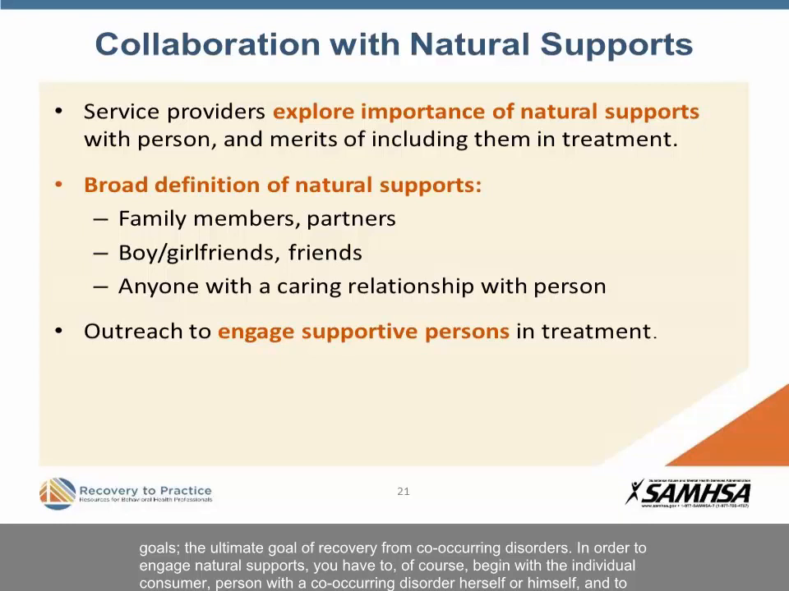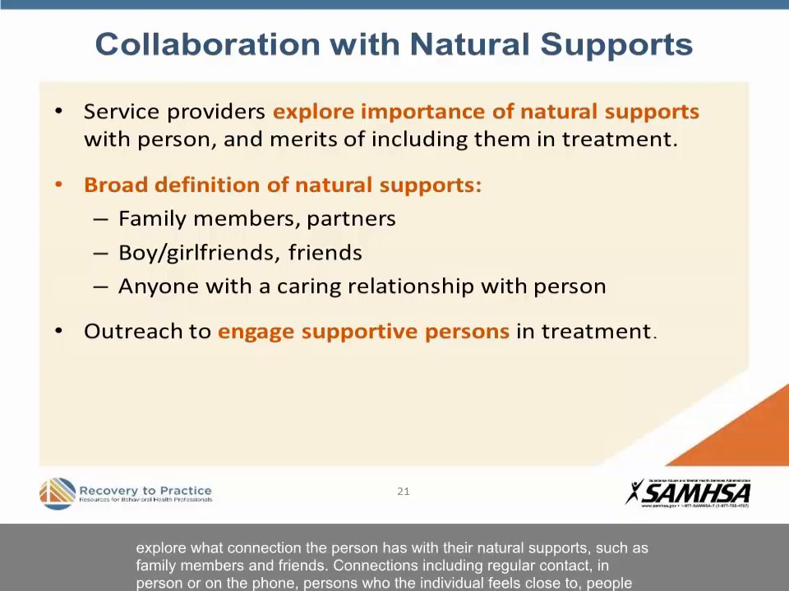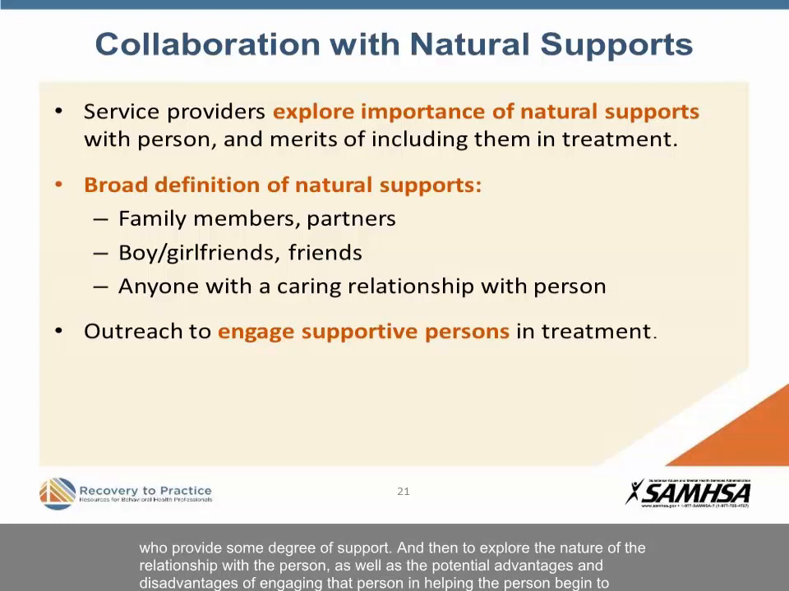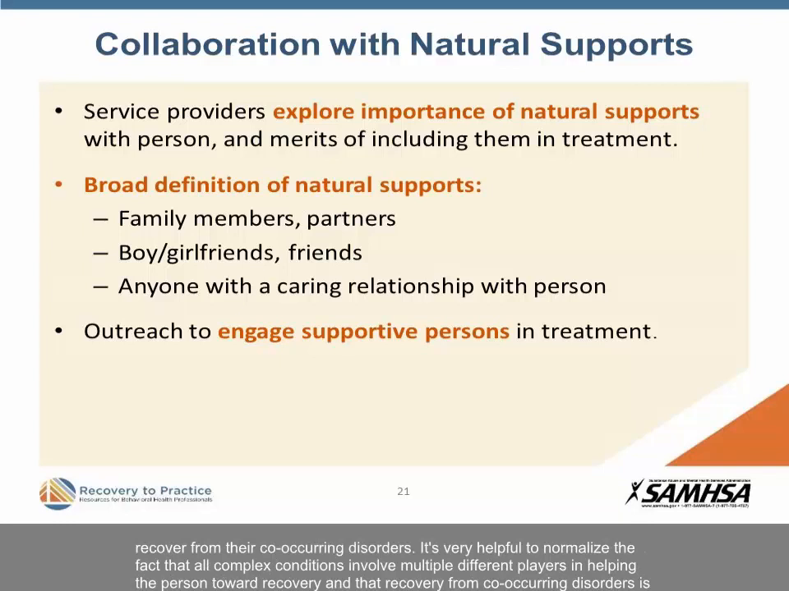Now, in order to engage natural supports, you have to always, of course, begin with the individual consumer, the person with the co-occurring disorders himself or herself, and to explore what the connections the person has with their natural supports, such as family members or friends. Connections including regular contacts, in person or on the phone, persons who the individual feels close to, people who provide some degree of support, and then to explore the nature of the relationship with the person, as well as the potential advantages as well as disadvantages of engaging that person in helping the person begin to recover from their co-occurring disorders.